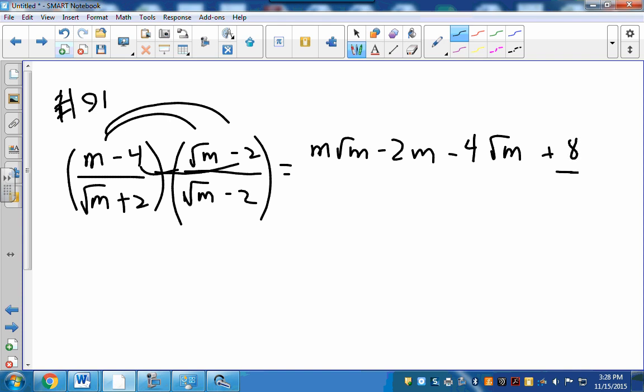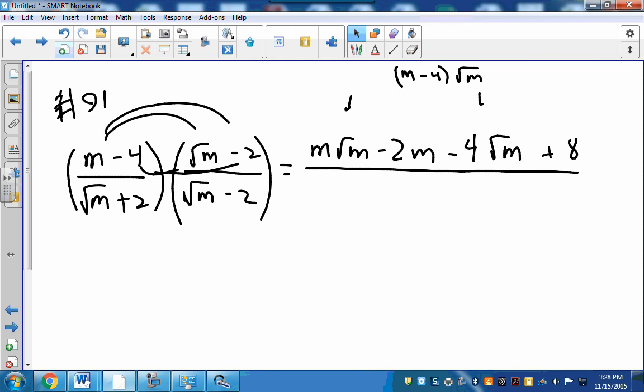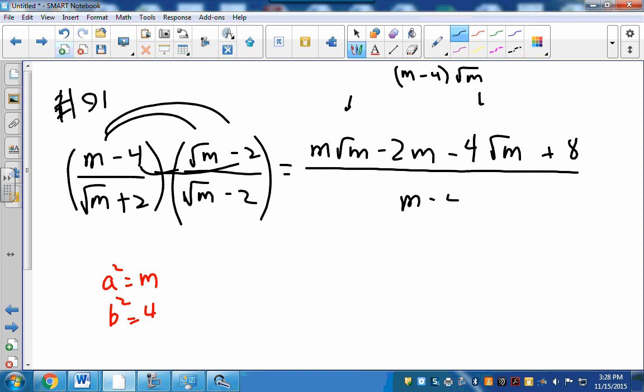None of that combines. I mean, I suppose you could put this and this together as m minus 4 times root m, but I'm almost positive the author doesn't do that, so I'm not going to do that either. On the bottom, we have our conjugate difference of pairs again. Notice that a squared is going to be m, and b squared is going to be 4, so I can simply do m minus 4. That's the bottom.